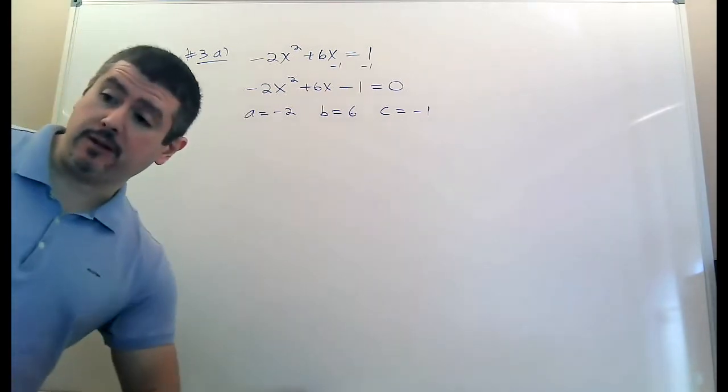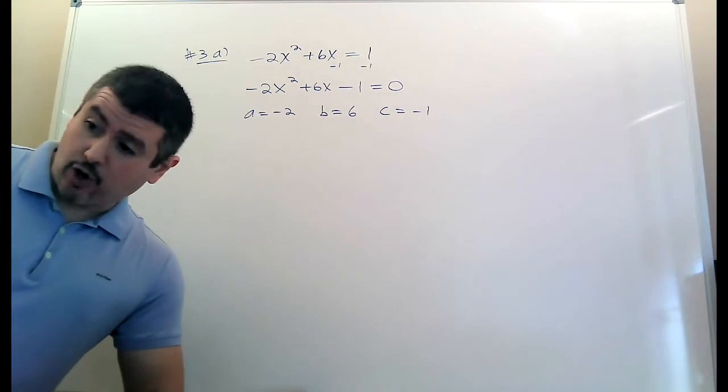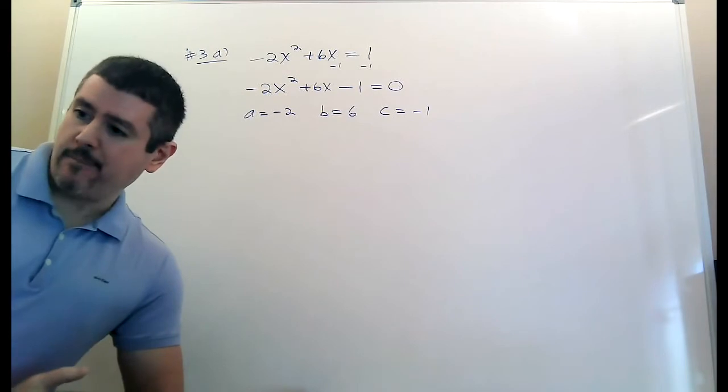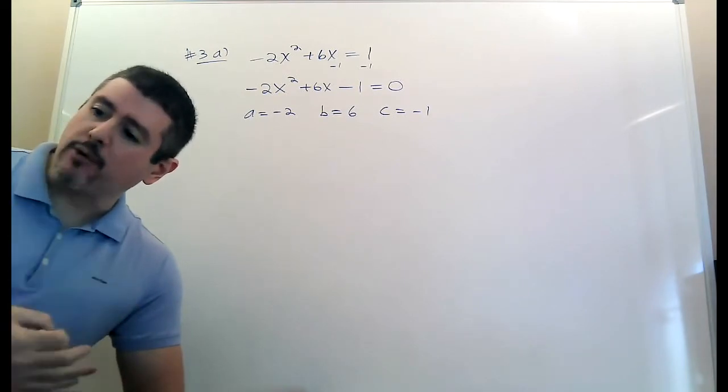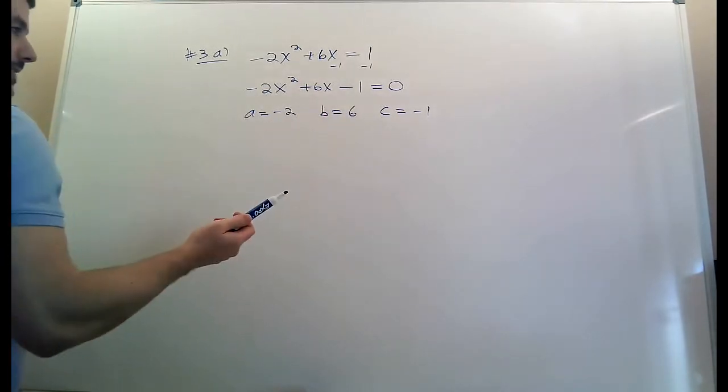Notice, a couple people put letters there. This is a mistake, and it's going to cost you. The a, b, and c don't have letters in them. They are the coefficients. They are the numbers in front of the letters. If people just write x squared here and x here, that's nonsense.